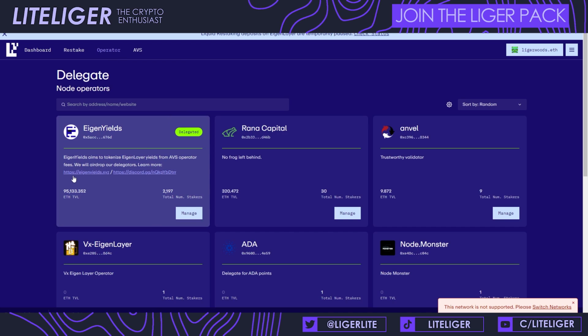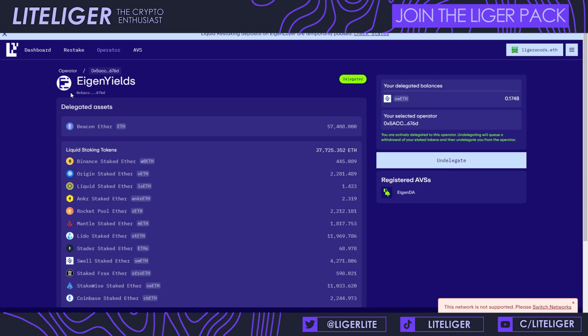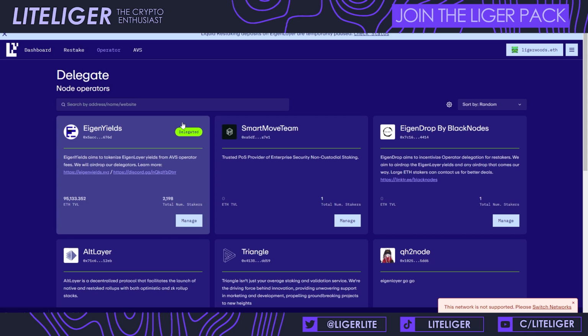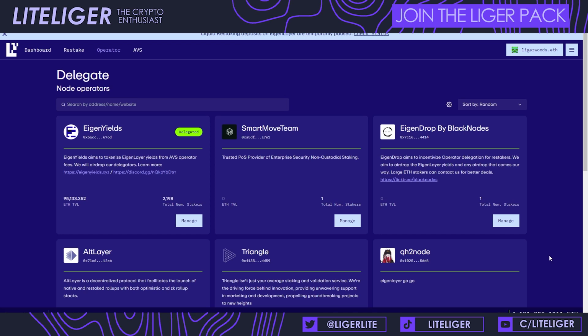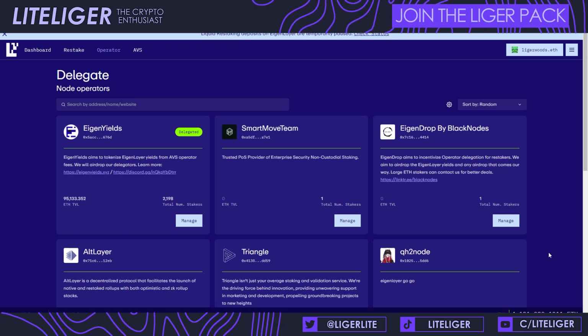The reason why I chose Eigen Yields is because they're saying here, we will airdrop to our delegators. Now, when you're going to be delegating through an operator, this is happening through Ethereum mainnet. So there's going to be a lot more gas fees attached to this strategy compared to using the layer 2s, which we're going to be touching upon in a second in this video.